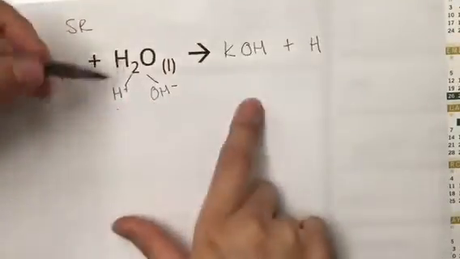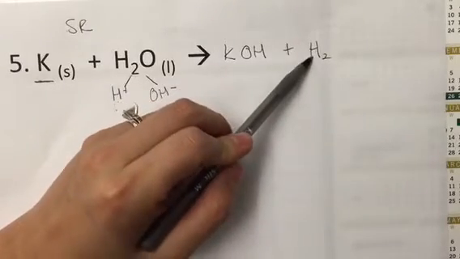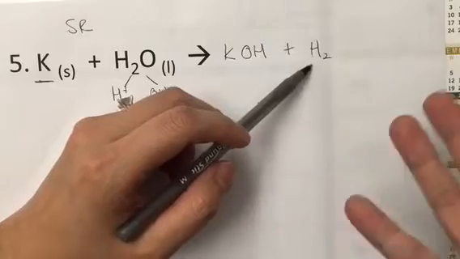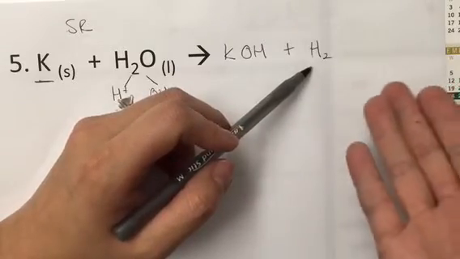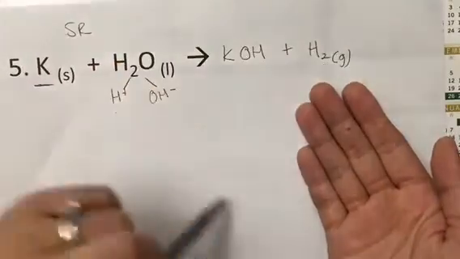So I'm going to have KOH, and then I'm going to have H left over by itself right here. And remember that H cannot be by itself. If it's not an ion, it has to bond with itself. It's a diatomic gas. So it's going to be like this, and I already know it's going to be a gas.